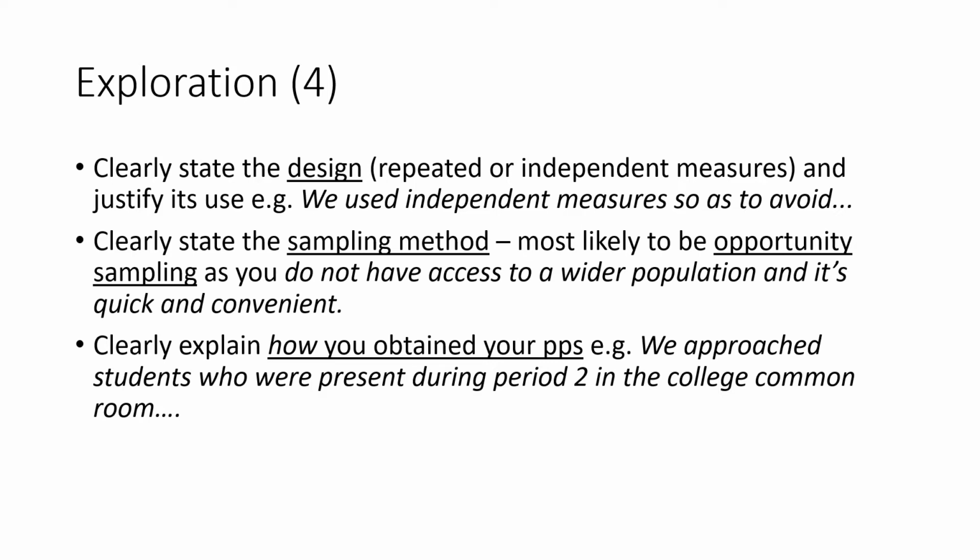And I've marked many IAs over the years which say things like, we conducted random sampling because we obtained a random group of people. Random is a specific word in psychological research, and it doesn't mean what you may think it means. You will not have used random sampling. Ask your teacher for more explanation if you don't believe me. You're most likely to have used opportunity sampling, as you don't have access to a wider population and it's quick and convenient. That's a good thing to write in your IA, that italicized part of the sentence there.